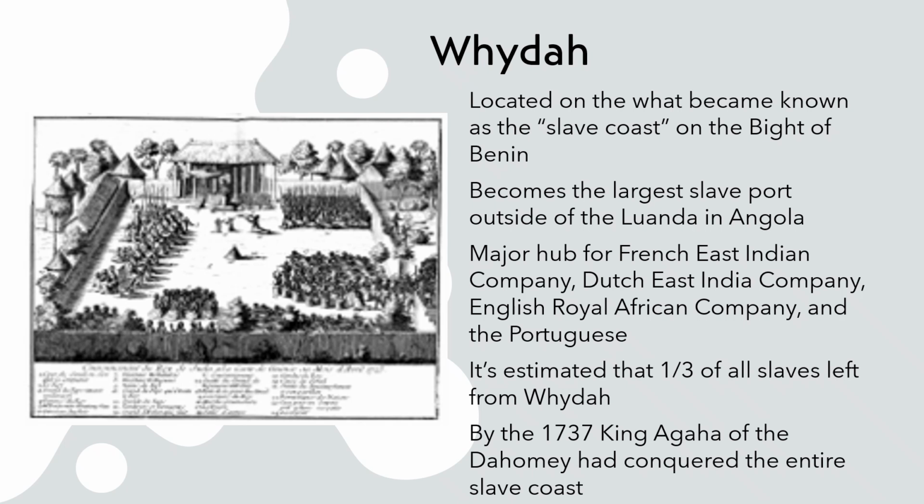The kingdom of Doheme will end up, as a result of this wealth that comes from this slave trade port city, becoming very wealthy and very powerful. And King Agaha in 1737 of Doheme will successfully conquer the entire slave coast, essentially consolidating the kingdom of Doheme's power when it comes to the slave trade.